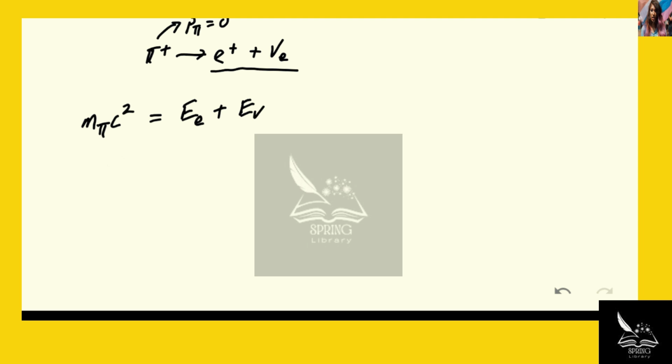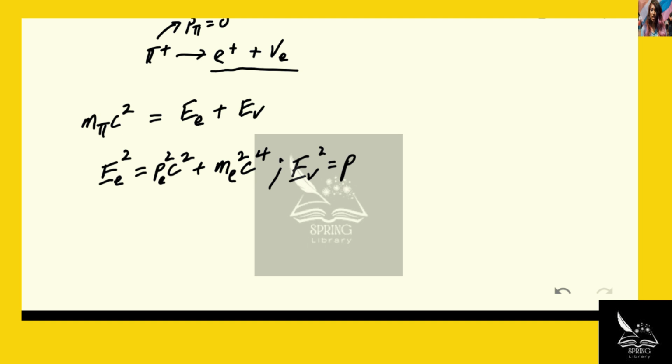We know that for the electron, E squared is equal to p squared c squared plus m squared c to the fourth. This is from Einstein's energy-mass relation. On the other hand, for the neutrino, because it is massless, it is simply p squared c squared, with no m squared c to the fourth because we are assuming the mass of the neutrino to be 0.